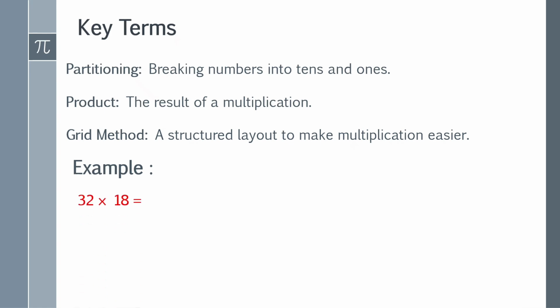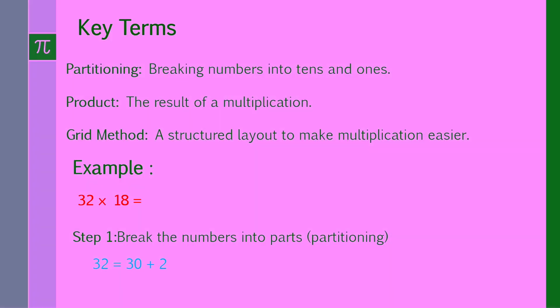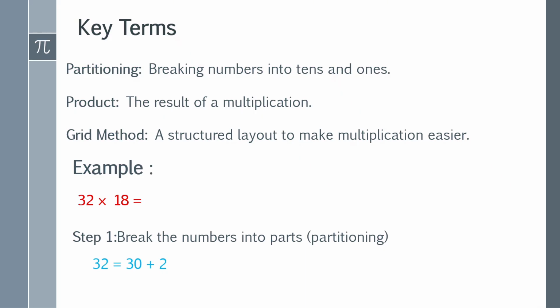For example, let's look at this together. 32 times 18. The first step is to partition both numbers. Which is going to make our 32 become 30 plus 2. Then the 18 becomes 10 plus 8. You see, breaking numbers into smaller parts makes multiplication much easier to manage.